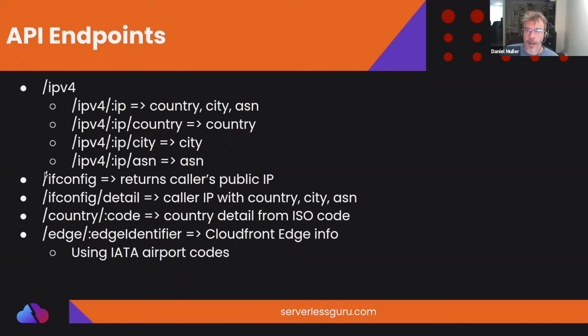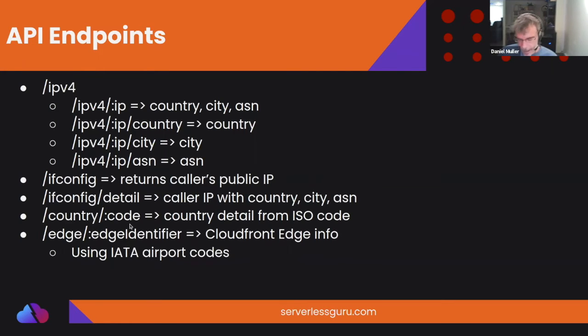Then another endpoint, ifconfig, which will give you the information for your own IP, the caller IP. Just the minimum. And with detail, we will get all the country, city, and ASN endpoints. And since I have my geonames files, I decided, why not have a country endpoint that takes the code, and it gives me, for my ISO code, the country name.